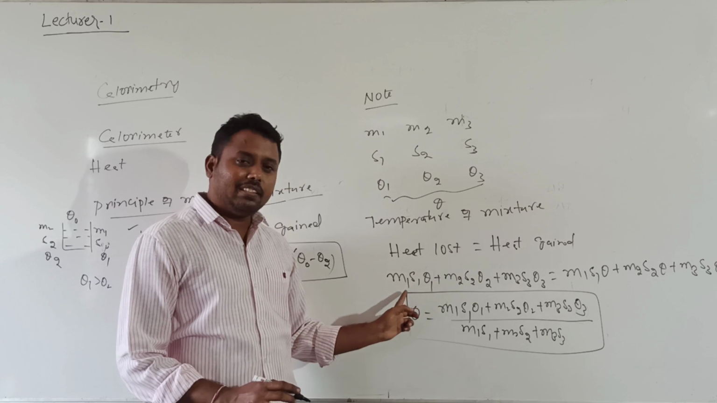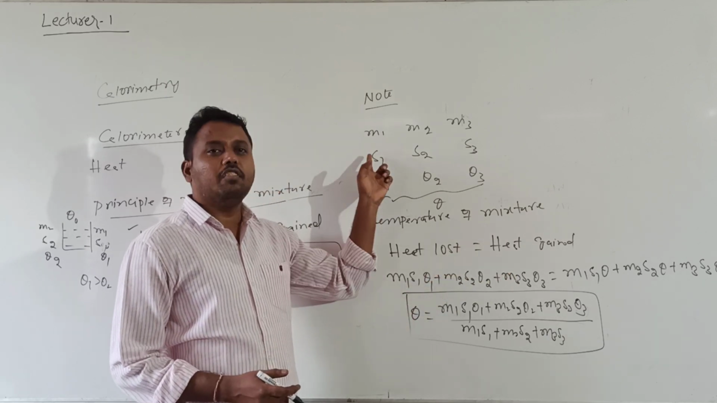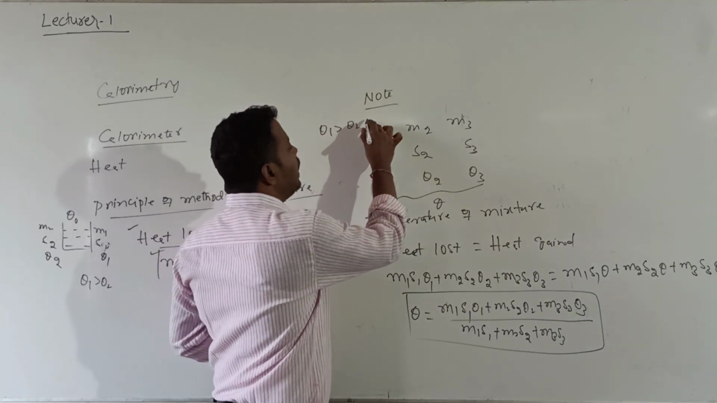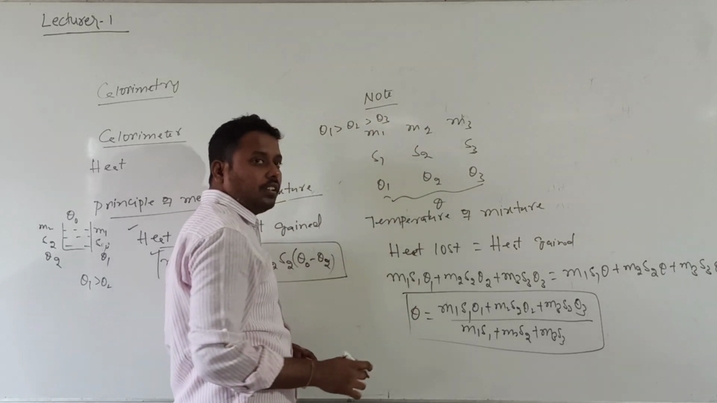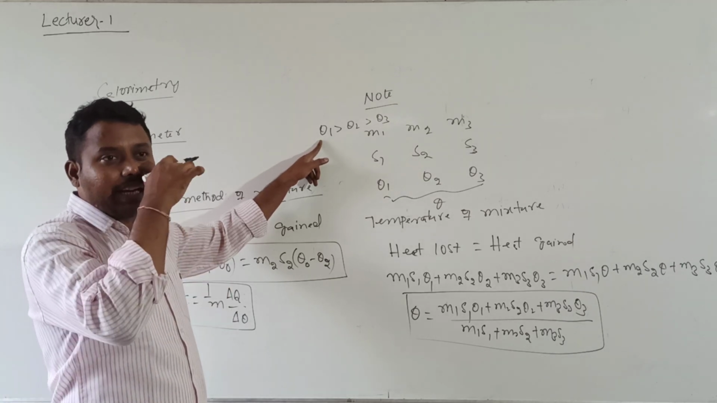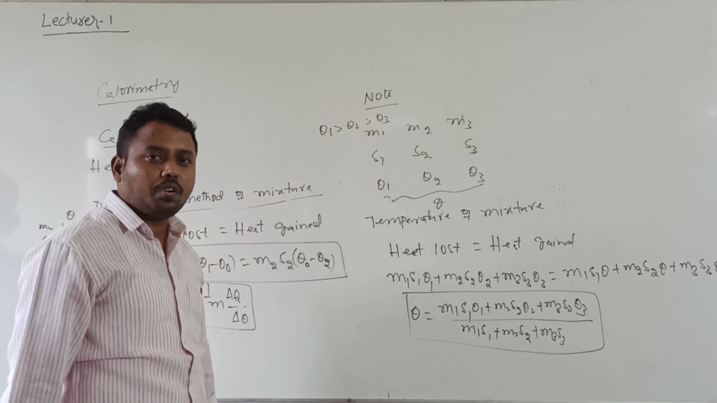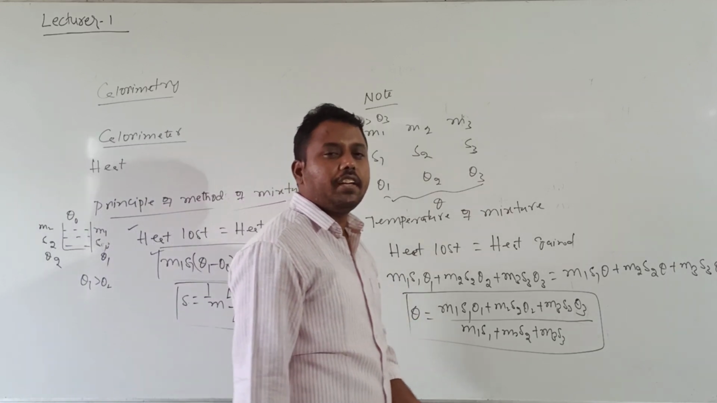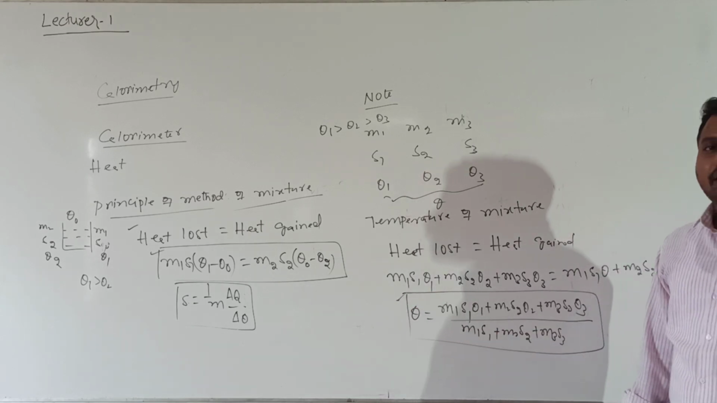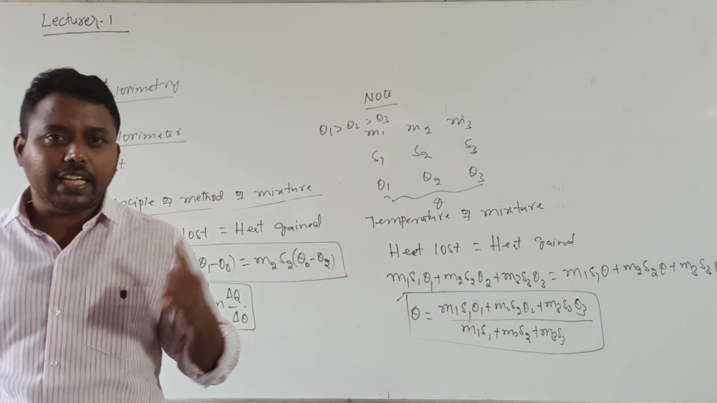This is the term you will get after rearranging. For example, if theta 1 is greater than theta 2 and theta 2 is greater than theta 3, then what happens? The second body will absorb heat from the first body, and the third body will absorb heat from the second body. By using that formula only we can write. So remember, whenever you are asked to calculate the temperature of a mixture when liquids are mixed, use the formula for heat.